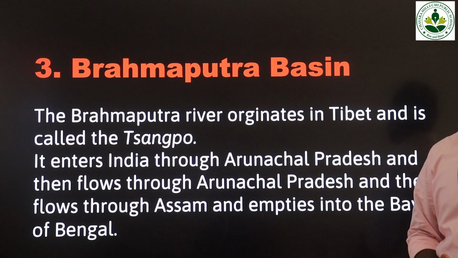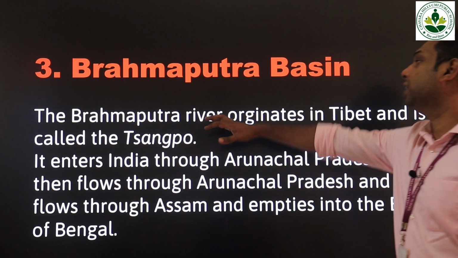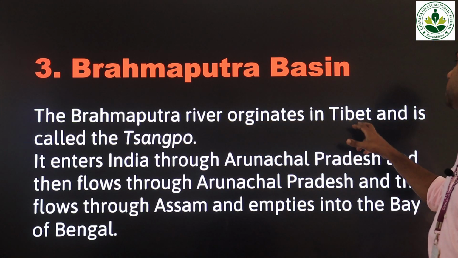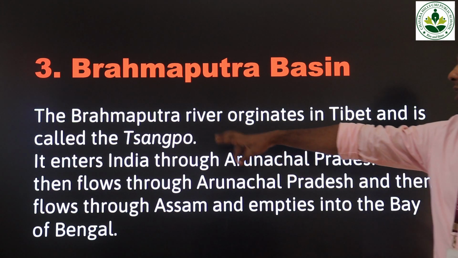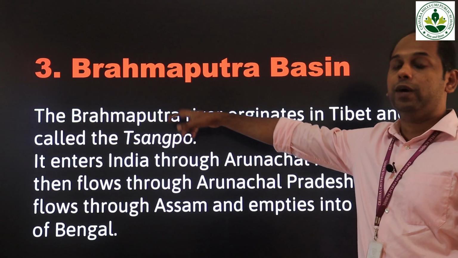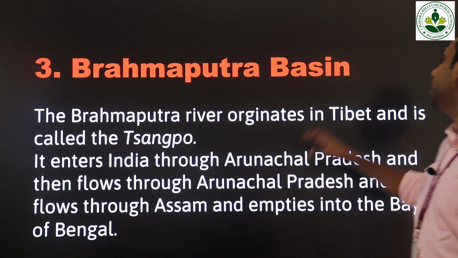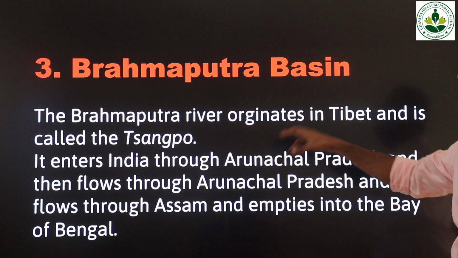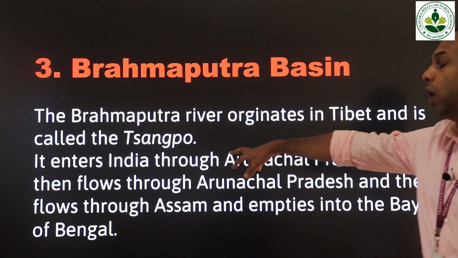Finally, we will be studying about Brahmaputra Basin. The Brahmaputra river originates in Tibet and is also called Sangpo. The Brahmaputra river starts from where? From Tibet, and it is also called Sangpo. In Tibet, this Brahmaputra river is called what?